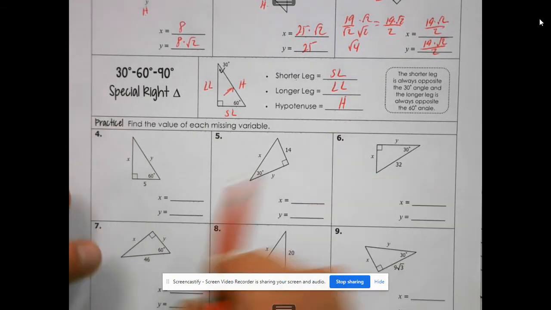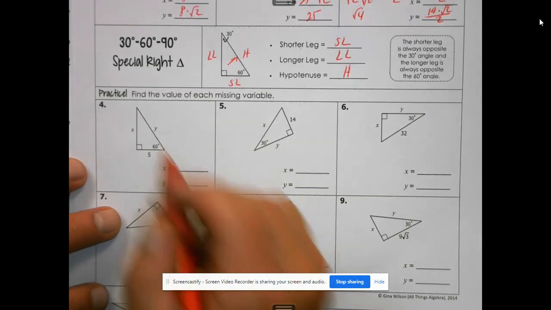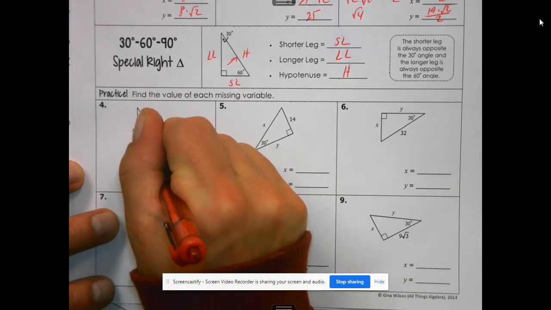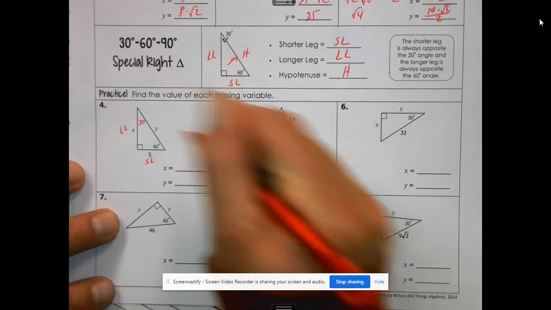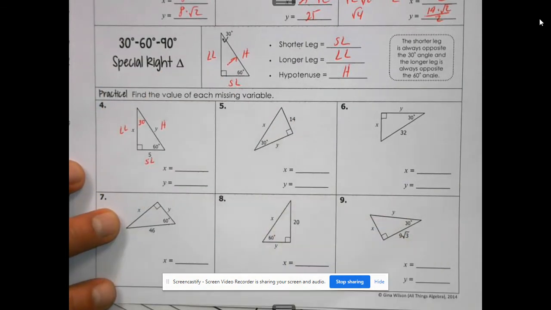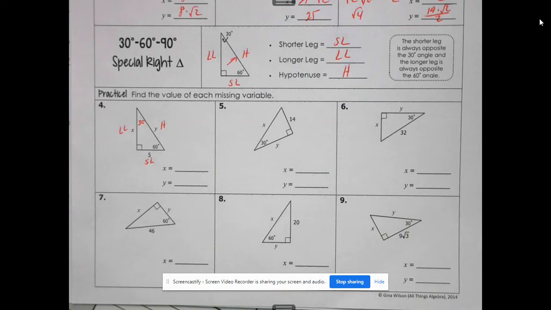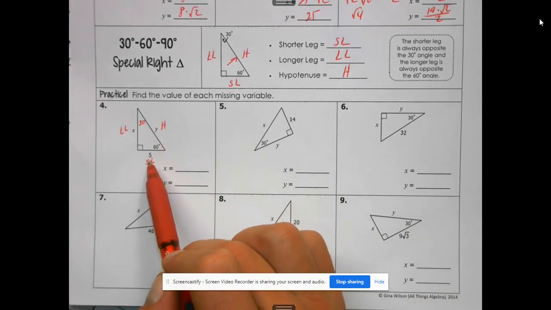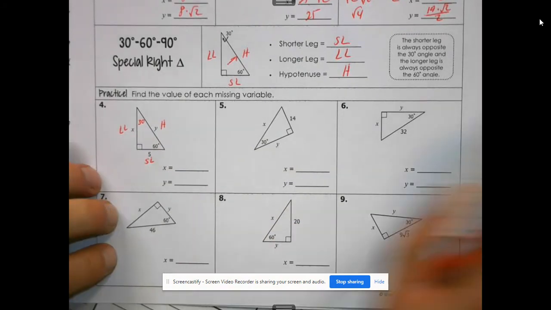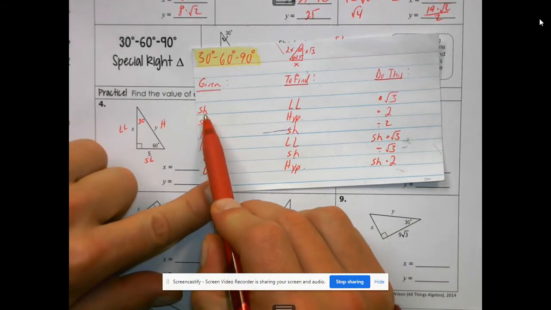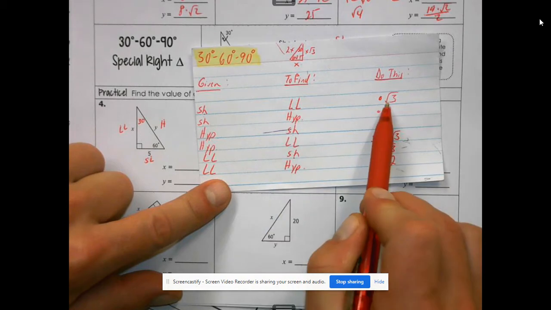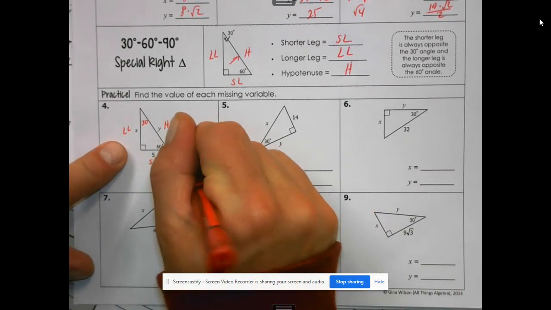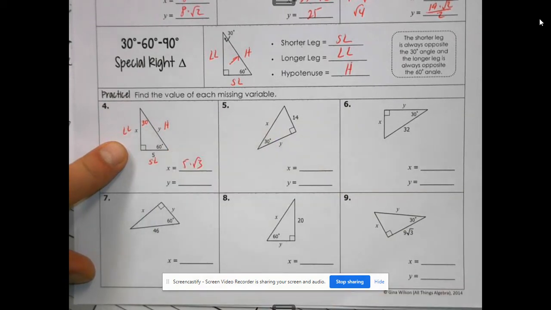All right. Number 4. There's your 30-degree. So 5 is your short leg. X is a long leg. Y is hypotenuse. Label the pieces every single time. All right. Given short leg, how do I find long leg? Cheat sheet. Given short leg, need long leg, multiply by square root 3. Okay. Short leg is 5, times that by square root 3. Done. Just leave it like that. That is fine.